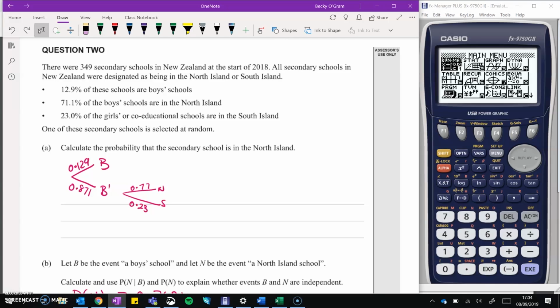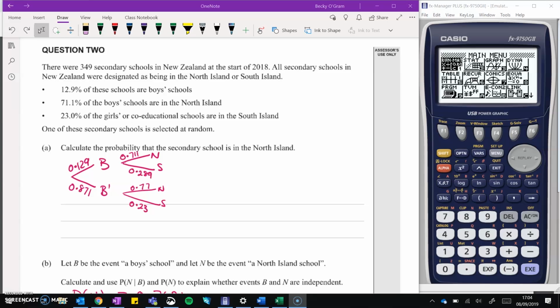So then we have either they're on the North Island or the South Island. So the rest of the diagram looks like this. That 71.1% of the boys' schools are on the North Island, so we get this branch and we can work out 1 minus for that one. And then 23% of the other types of schools, so girls or co-ed, i.e. not boys, 23% of them are on the South Island, and take away 1 for this one.